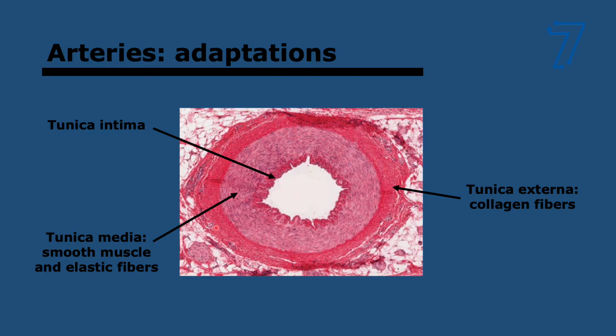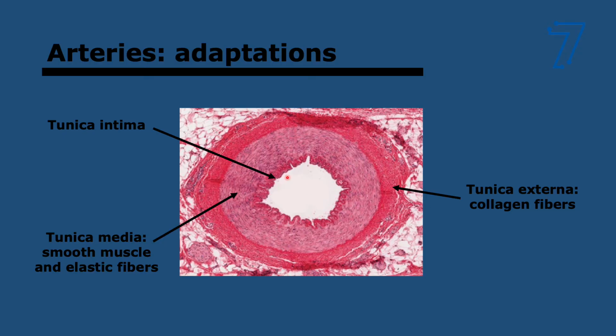Then the tunica media has smooth muscle and elastic fibers. So elastic fibers allow arteries to stretch and then recoil. And what that does is it squeezes the blood in the lumen, helping it move forwards. And then the smooth muscle helps change the diameter of the lumen, allowing to adjust blood flow to different tissues. So if you want more blood flow to an organ, then you can make the lumen larger through changing the smooth muscle contraction to that artery.